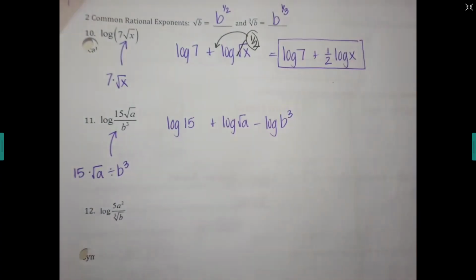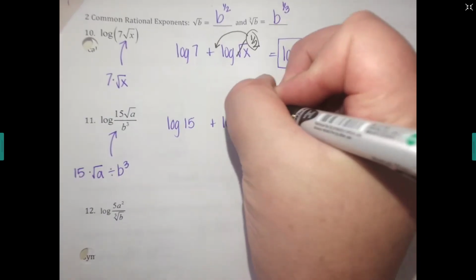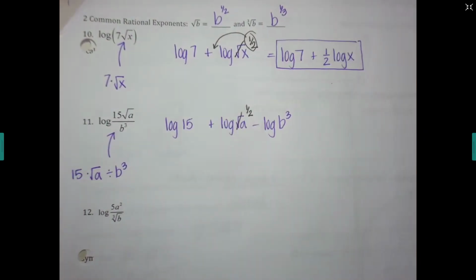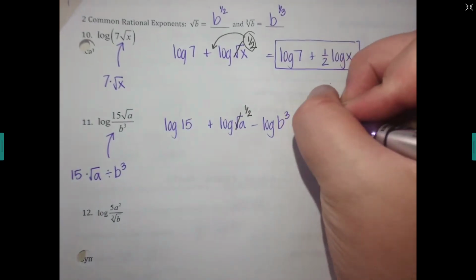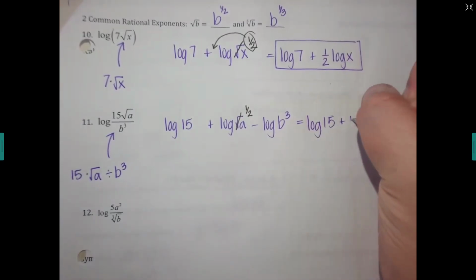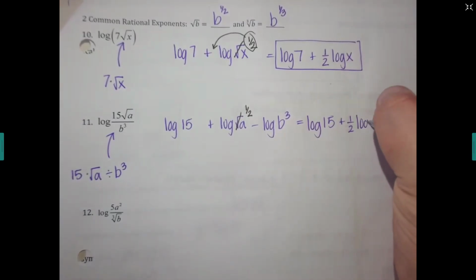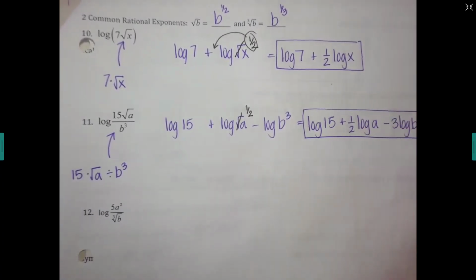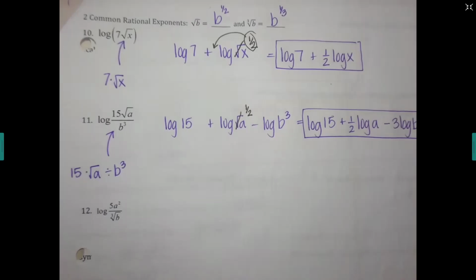So I'm going to take my A. I'm going to swap the square root out for a 1/2 power, and then I'll drop those down to the front. So your answer, the way you would type it in on Delta Math, would be log 15 plus a 1/2 log A minus, what would happen to the 3? Yeah, just drop it to the front, minus 3 log B. Doing okay on this?